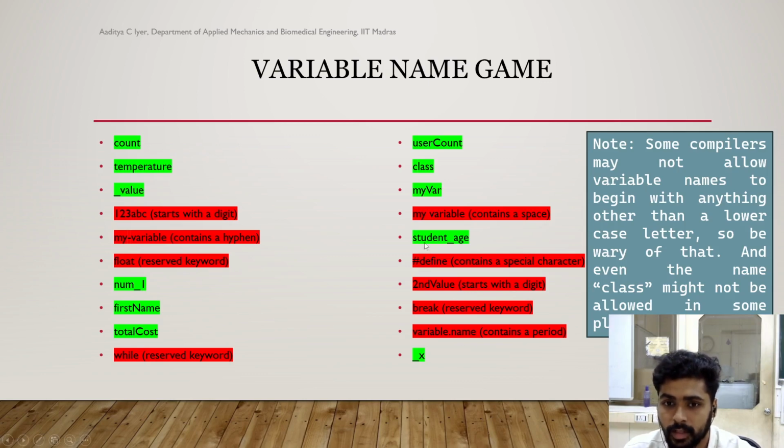So one more thing, some people had a doubt in the class about what happens when we start the name with a capital letter. That is valid. I mean, in my video it turned out to be valid, but I would like you to check that once more. So note, some compilers may not allow variable names to begin with anything other than a lowercase letter. So you have to be aware of it. And like I said, even class might not be allowed. So I retract this. Class is definitely allowed. Okay. But still you can try it once and let me know.